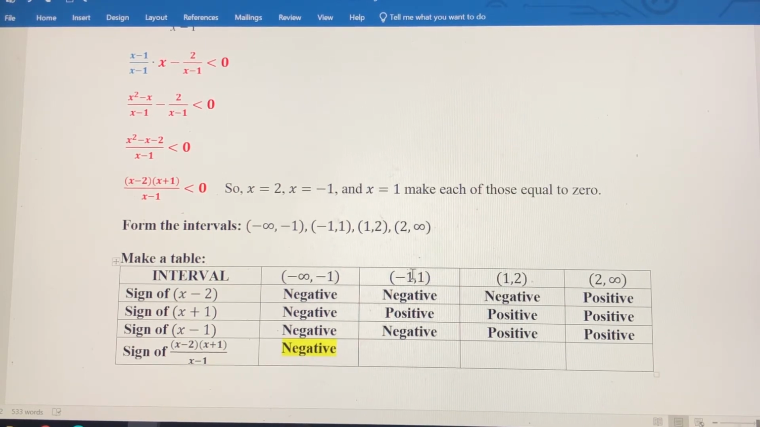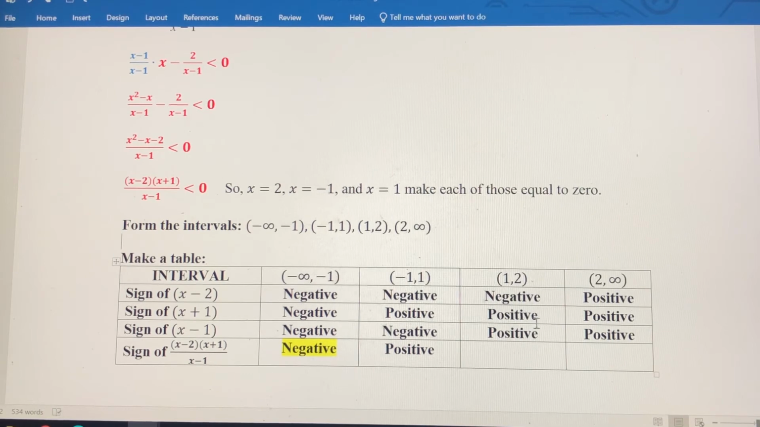So that's going to be part of my solution. Okay? In the second interval, I've got an even number of negatives. I've got 2 negative signs and a positive. That means the entire quotient will have a positive value. That's not what I want. I wanted it to be negative. So this is not part of my solution set.